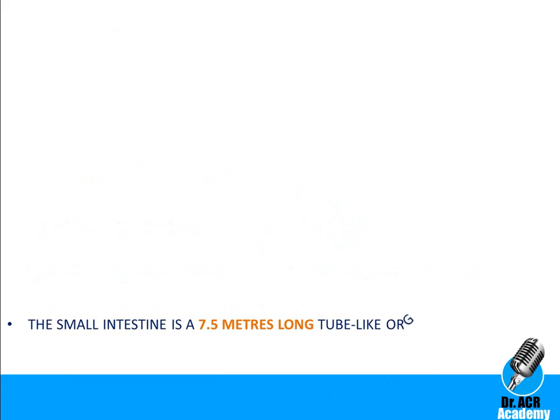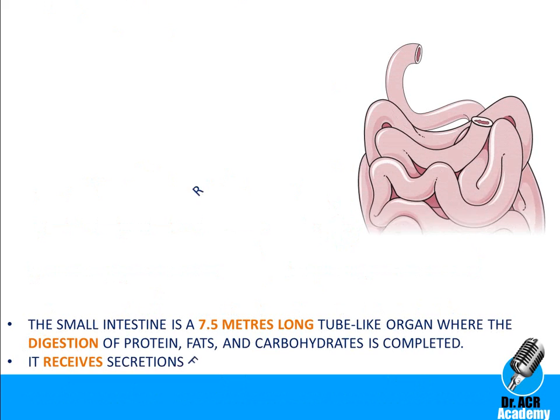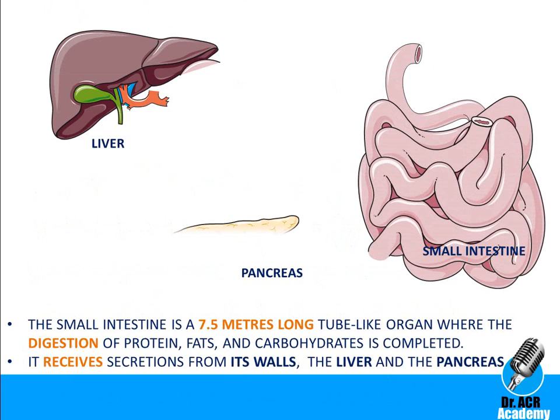The small intestine is a 7.5 meter long tube-like organ where the digestion of proteins, fats, and carbohydrates is completed. It receives secretions from its walls, the liver, and the pancreas.